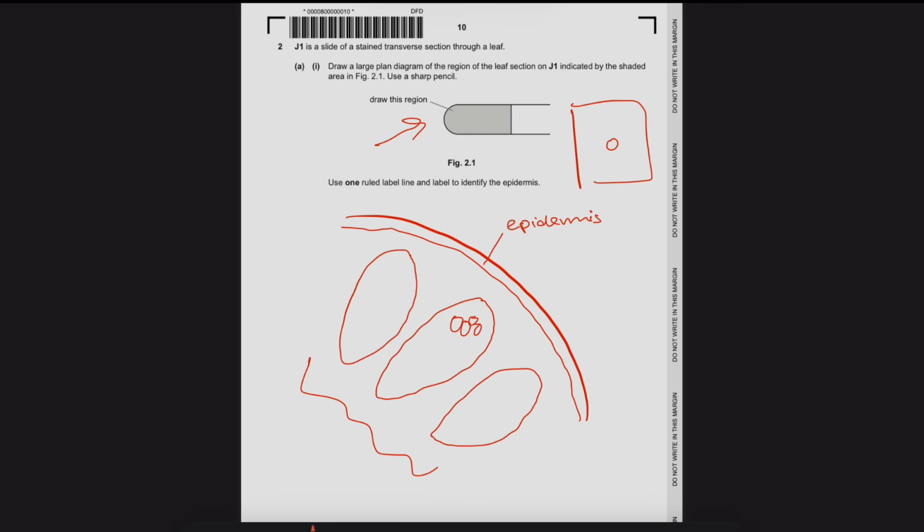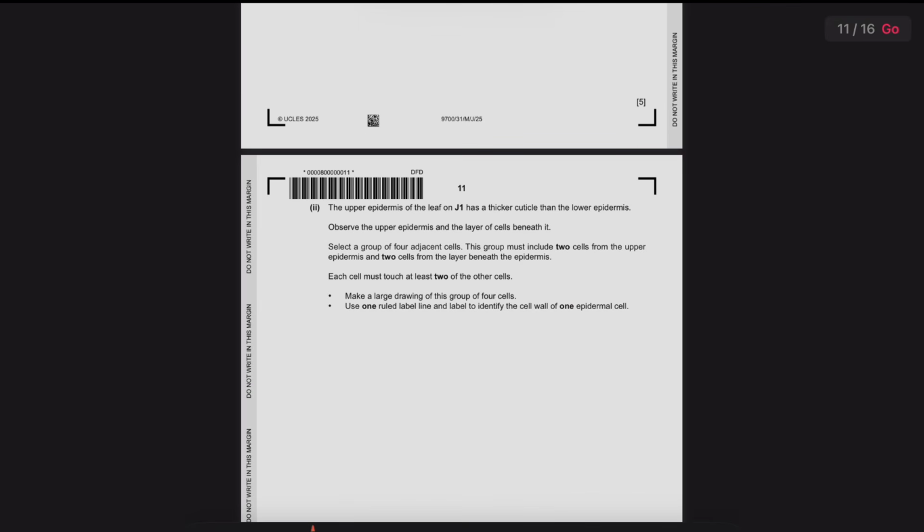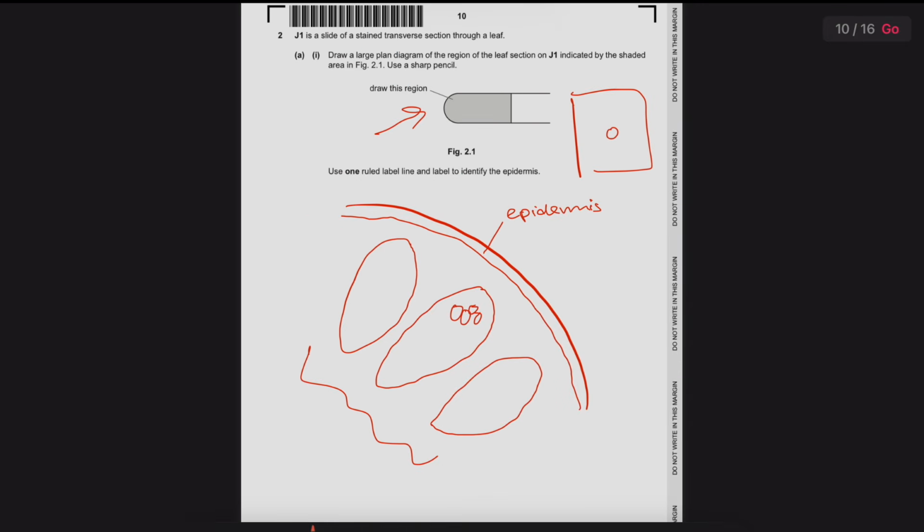This is usually because of the resolution of the image not being high enough. But also, if they want detail, they will, for example, down here, they will ask of you to draw 2 adjacent cells, for example. And then the circles being the vascular bundles for the 4th mark.